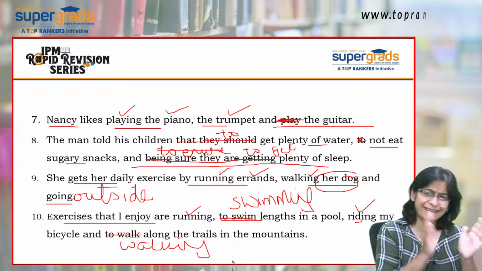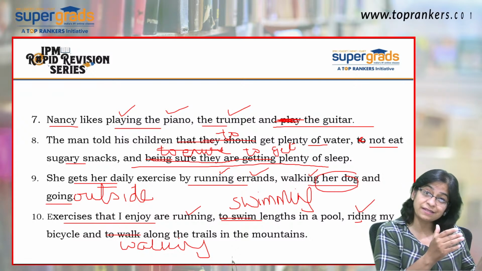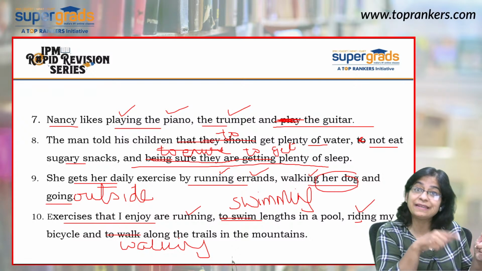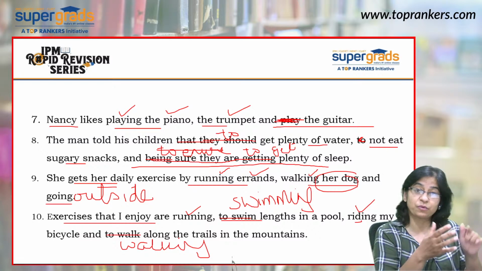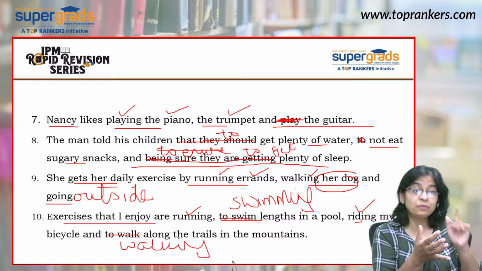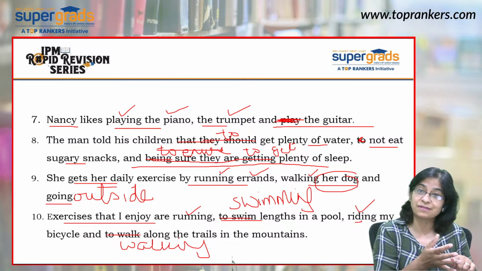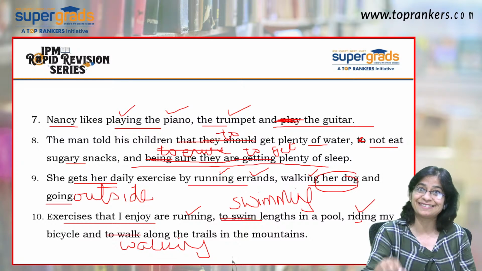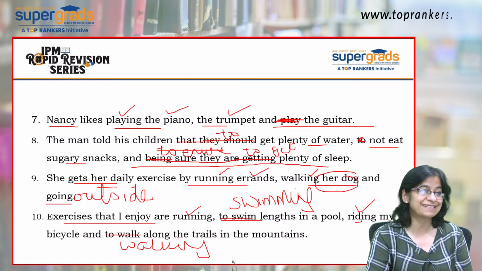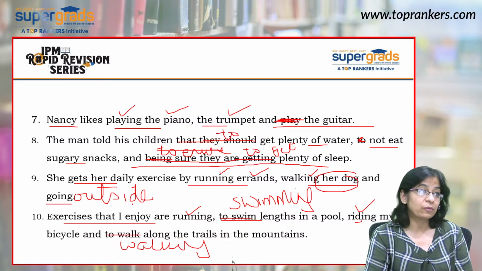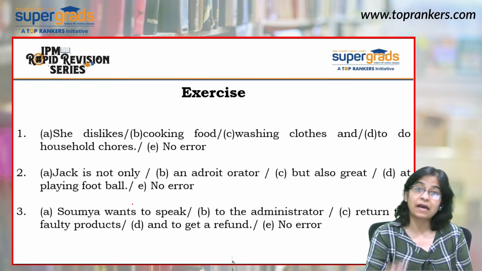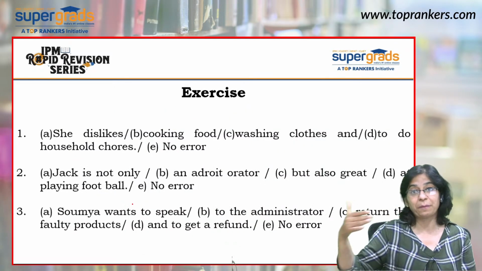Let's look at the structure again. What exercises do I enjoy? These are only the names of the activities that I enjoy. So running, swimming lanes in a pool, riding the cycle, and walking along the trails in the mountains. This is how we structure a parallel sentence. Parallelism in a sentence. Now, there's another question where we will spot the error, but the idea is again to look for a parallel structure.